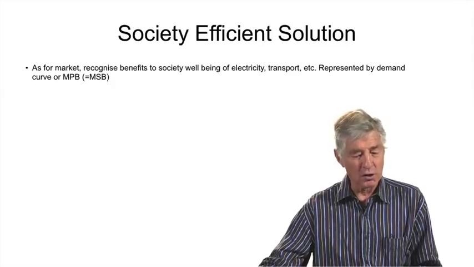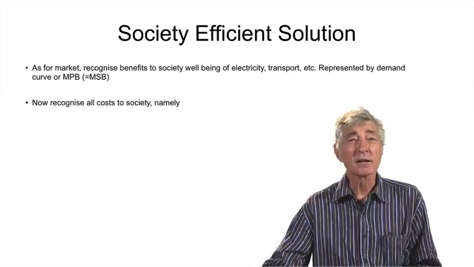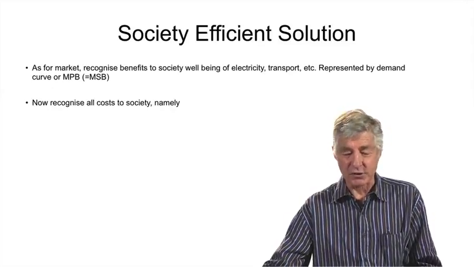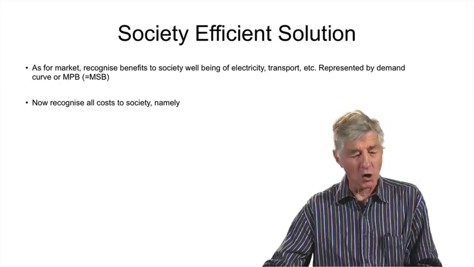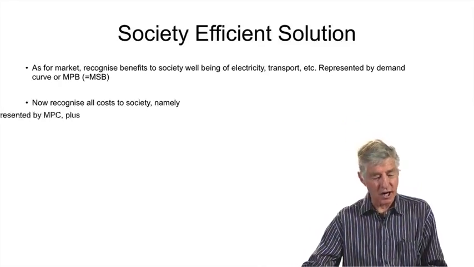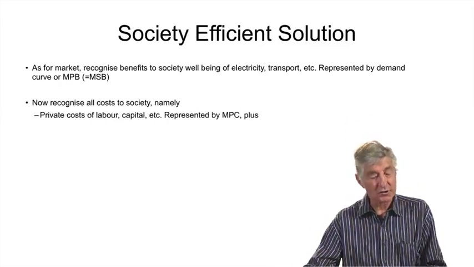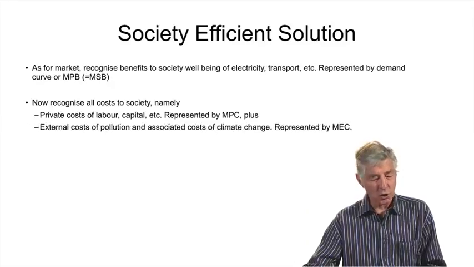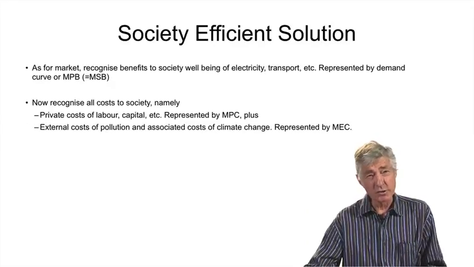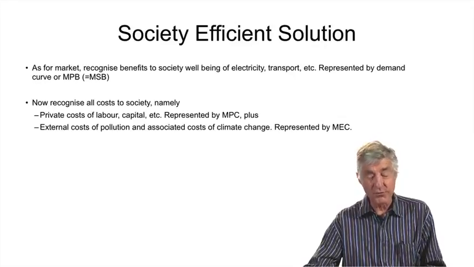So as before, we value electricity because that provides us with benefits, and that's represented by the demand curve or the marginal private benefit, MPB curve. Now we recognise that society involves two sets of costs. The private costs of labour, capital and materials, that was taken into account by the market. But also we want to recognise that the production of that electricity involved pollution, and there are associated costs of climate change, and we're going to represent those by the marginal external cost, the MEC.